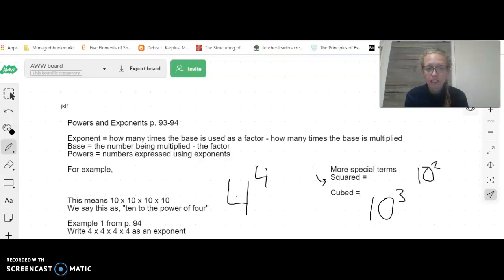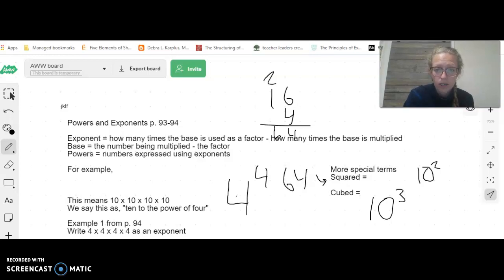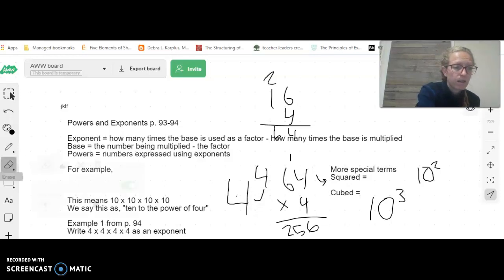So 4 times 4 is 16, times another 4. What would that be? Let's just work it out. 16 times 4 is 64. Okay, so we dealt with 3 of the 4s. Now let's do the other one. 64 times another 4. 4 times 4 is 16. Bring that up. 24, 25. Whoa, so 256. It's a pretty big number. It's definitely not the same as 4 times 4, is it? No, it's not.